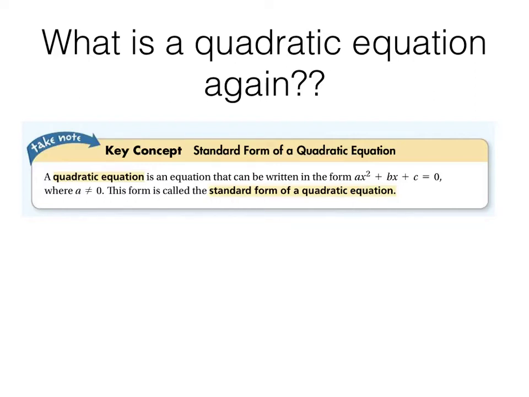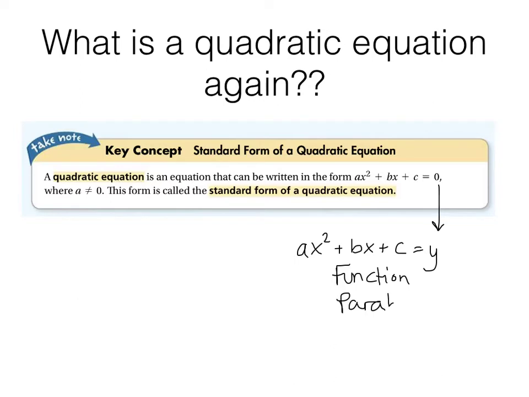Recall also that if I change that 0 to a y and make it ax squared plus bx plus c equals y, that becomes a function, something we can graph. So it becomes a quadratic function, which remember is a parabola. And remember when we graphed them on the calculator, you could see the parabolic shape.